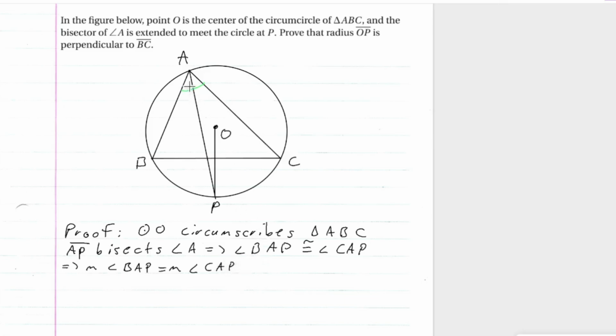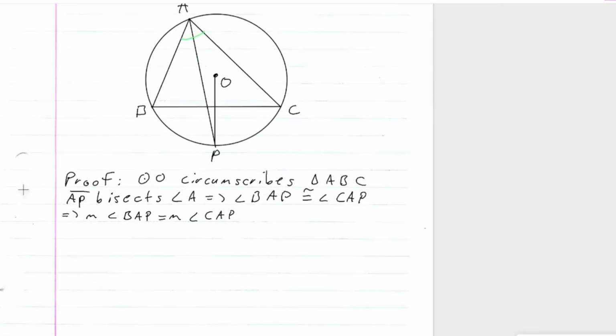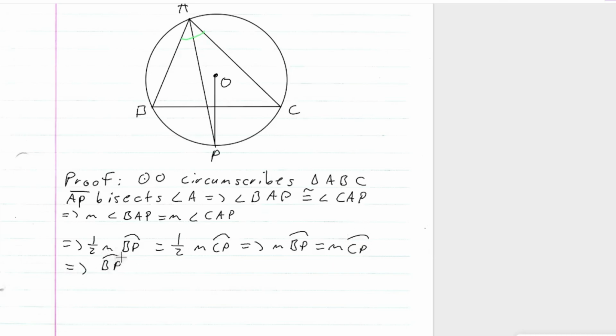And since these are both inscribed angles, this implies that half the measure of arc BP is equal to half the measure of arc CP. And then, of course, if we multiply both sides of the equation by 2, we get that the measure of arc BP is equal to the measure of arc CP. And then, of course, this implies that BP is congruent to CP. Right?